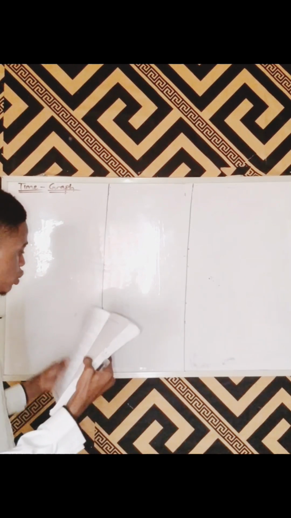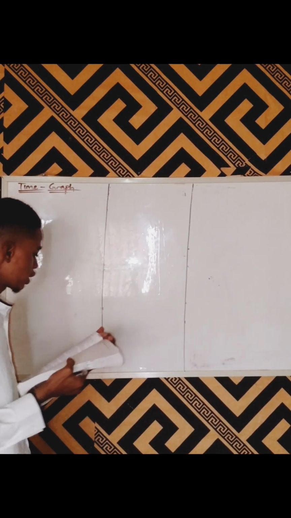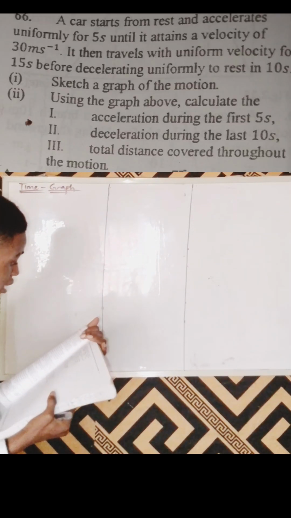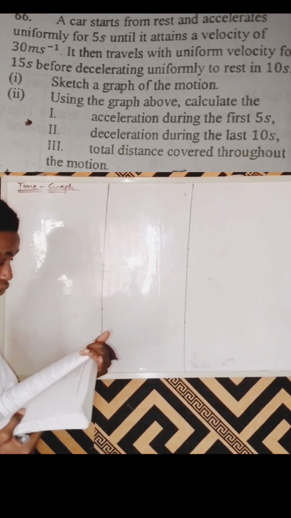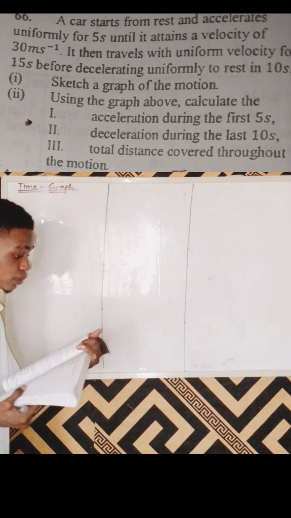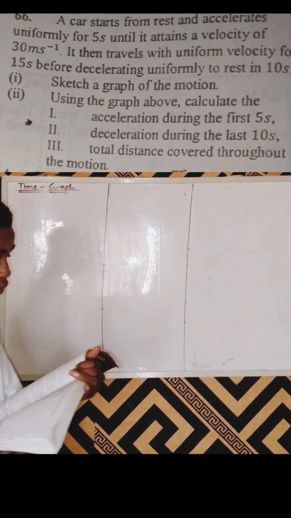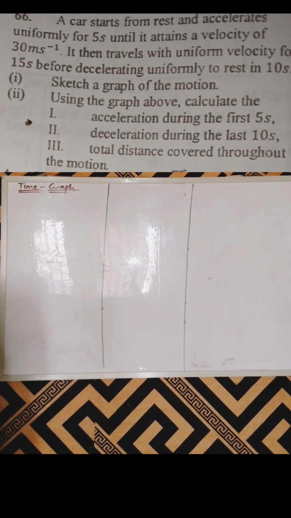Now I'm going to be solving two questions on this swiftly. I want you to pay attention. I'm going to be showing the question on your screen. The first question says that a car starts from rest and accelerates uniformly for 5 seconds. The first thing I will do is draw my VT graph.